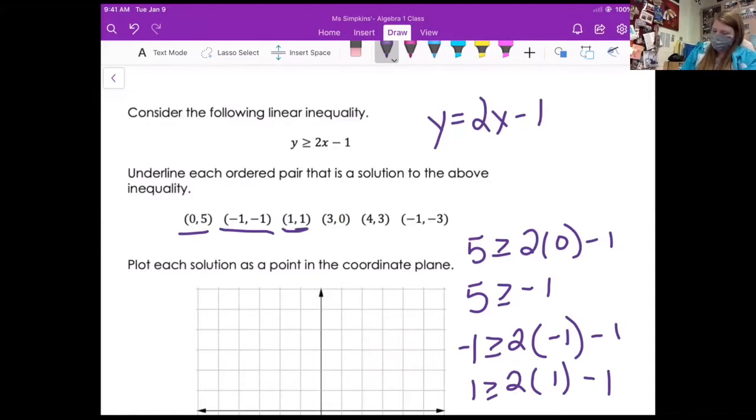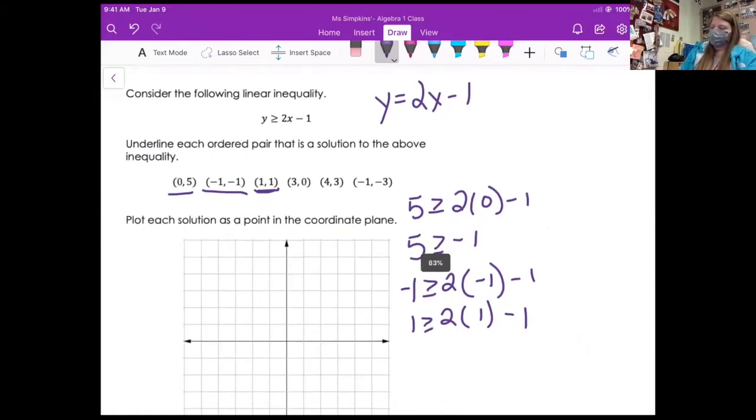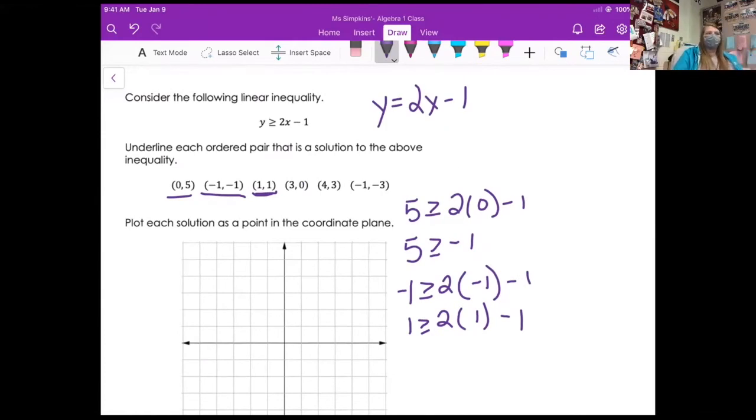Yes. So I want you to try those last 3. So underline them if they're true. Don't if they're not. So 3, 0; 4, 3; and -1, -3. And make sure you plug the right number in for x and the right number in for y. When I say right, I mean the correct number in for x and the correct number in for y. All right, so for 3, 0, we have 0 is greater than or equal to 2 times 3 minus 1.